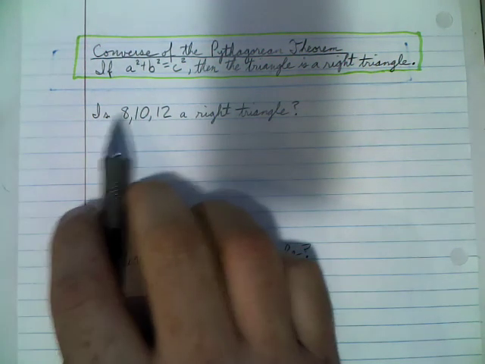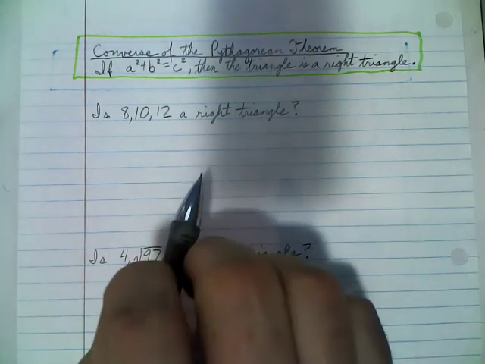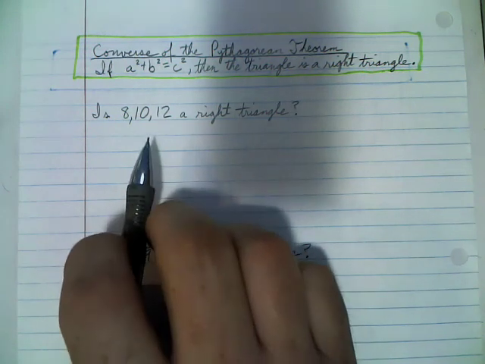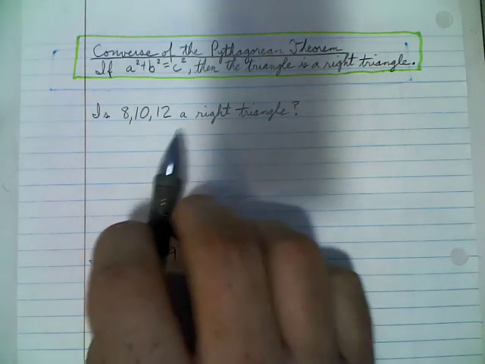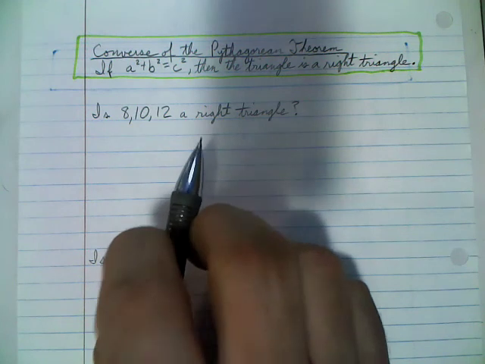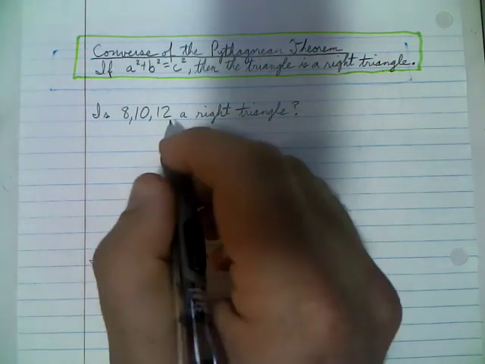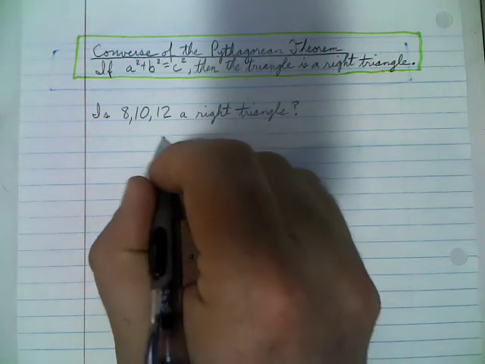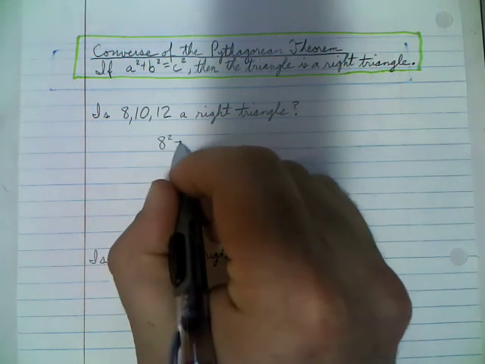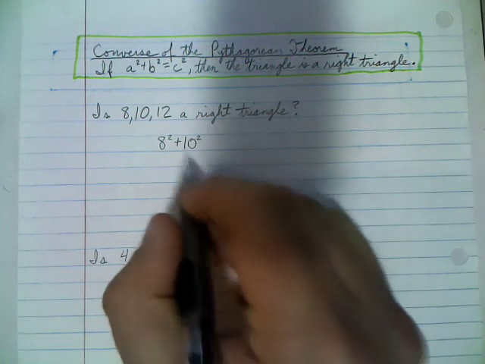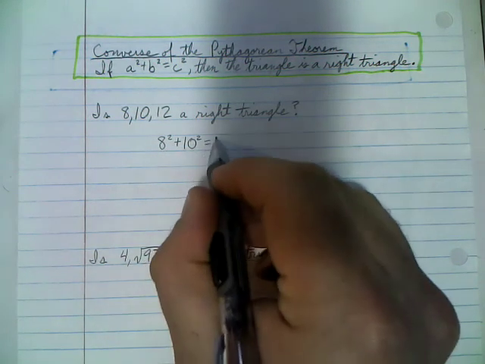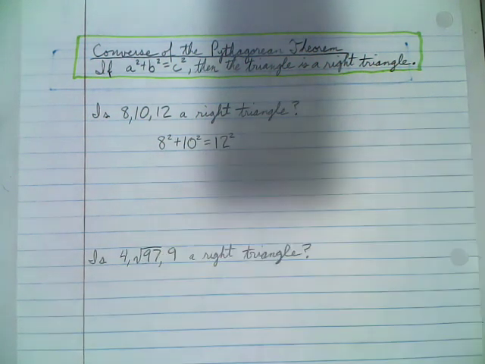So is 8, 10, 12 a right triangle? Well, first of all, we're going to plug this into our a squared plus b squared equals c squared. Remember that c, the hypotenuse, should be the longest side. So when you're setting this up, you always want to set it up so that the two smaller ones are your a and your b, and your biggest one is the one by itself. That's your c.